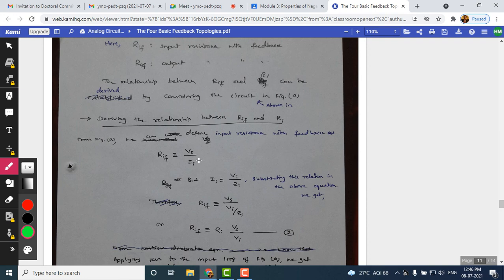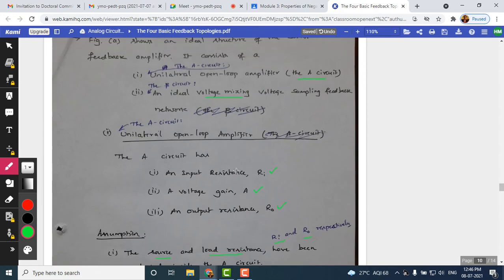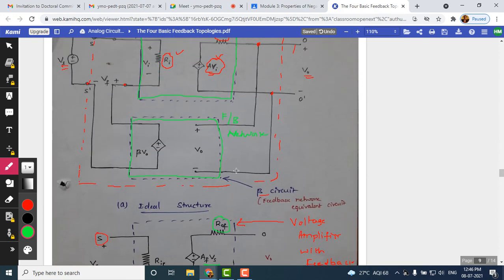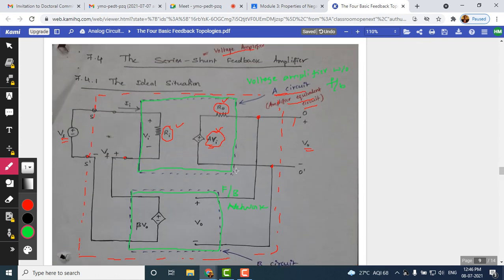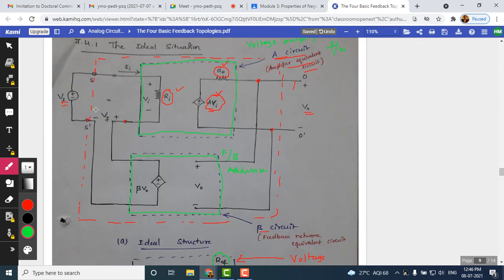Any questions? So RIF is nothing but Vs by II. This is the definition. Now we can see how we get this definition. Look at this again. All these derivations are done with reference to this block diagram. You can see here, RIF is nothing but, looking at this, we are measuring the impedance. So it is Vs divided by II.